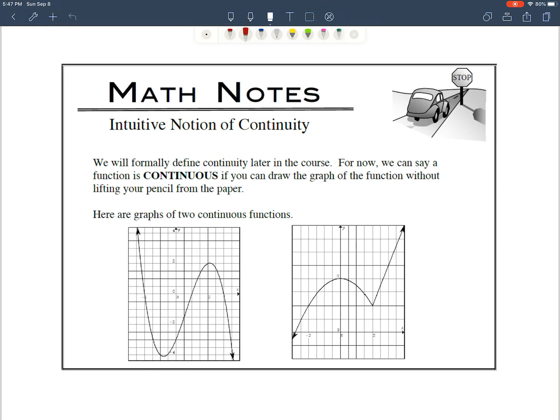Oh, my bad. Before we get to that, let's talk about the intuitive notion of continuity. We're going to talk about continuity later in the year, but for now, here's what I want you to remember. If we are graphing functions, if you can take your pencil and trace the entire function without picking your pencil up off the graph, we will consider that a continuous function. Here are two examples where I can trace each of these functions and I never have to pick up my pencil to get from one part of the graph to another. So right now, just remember it's continuous if you can draw the entire thing without lifting your pencil.